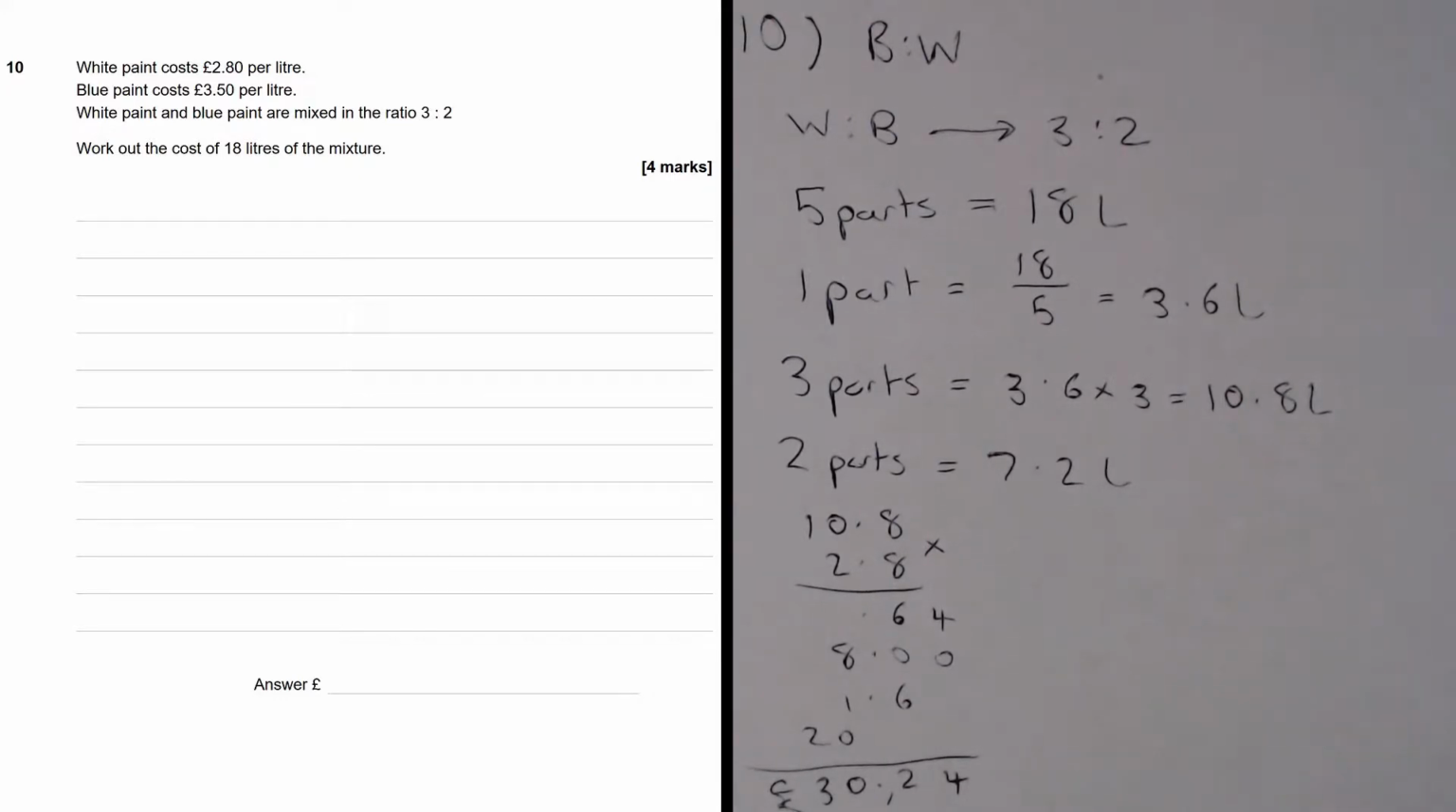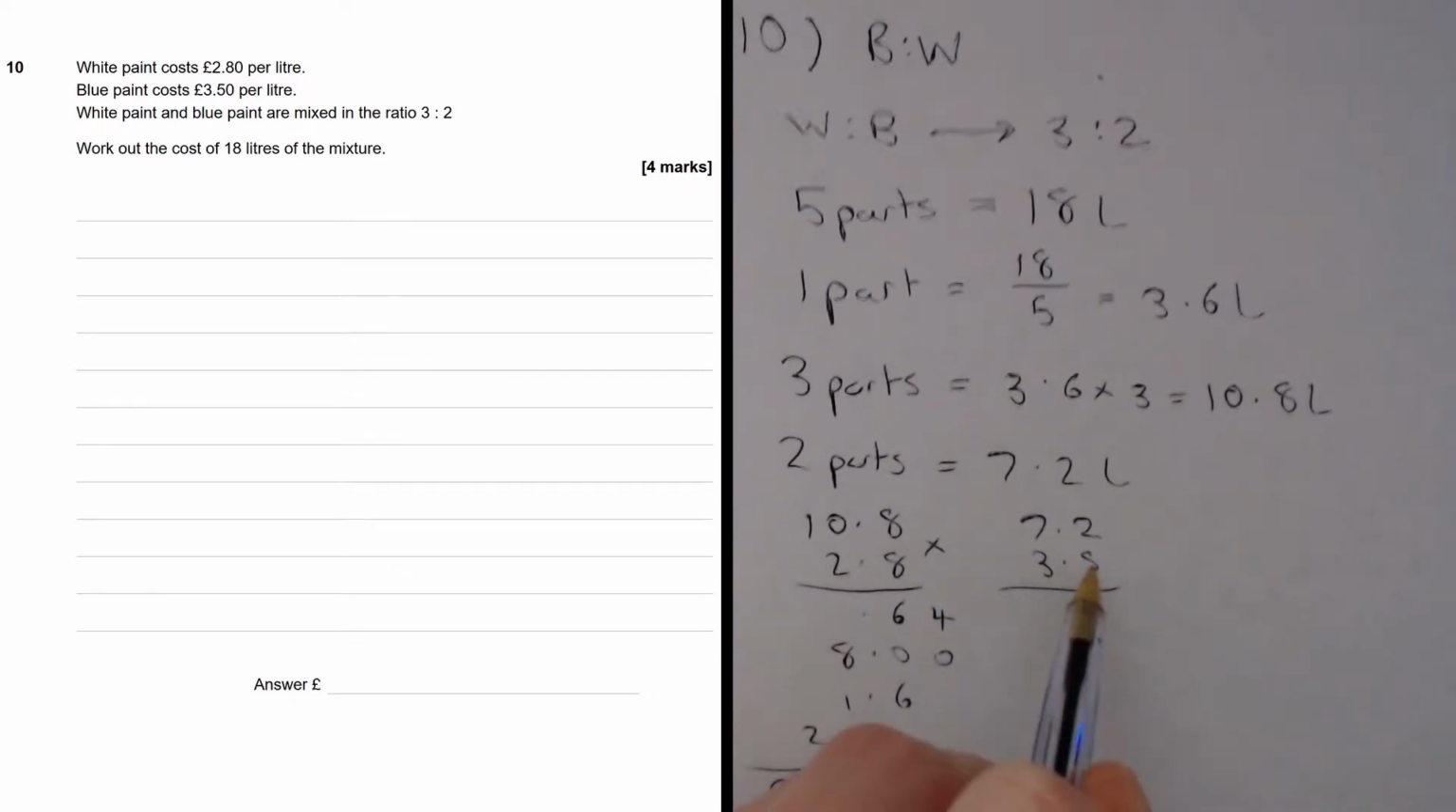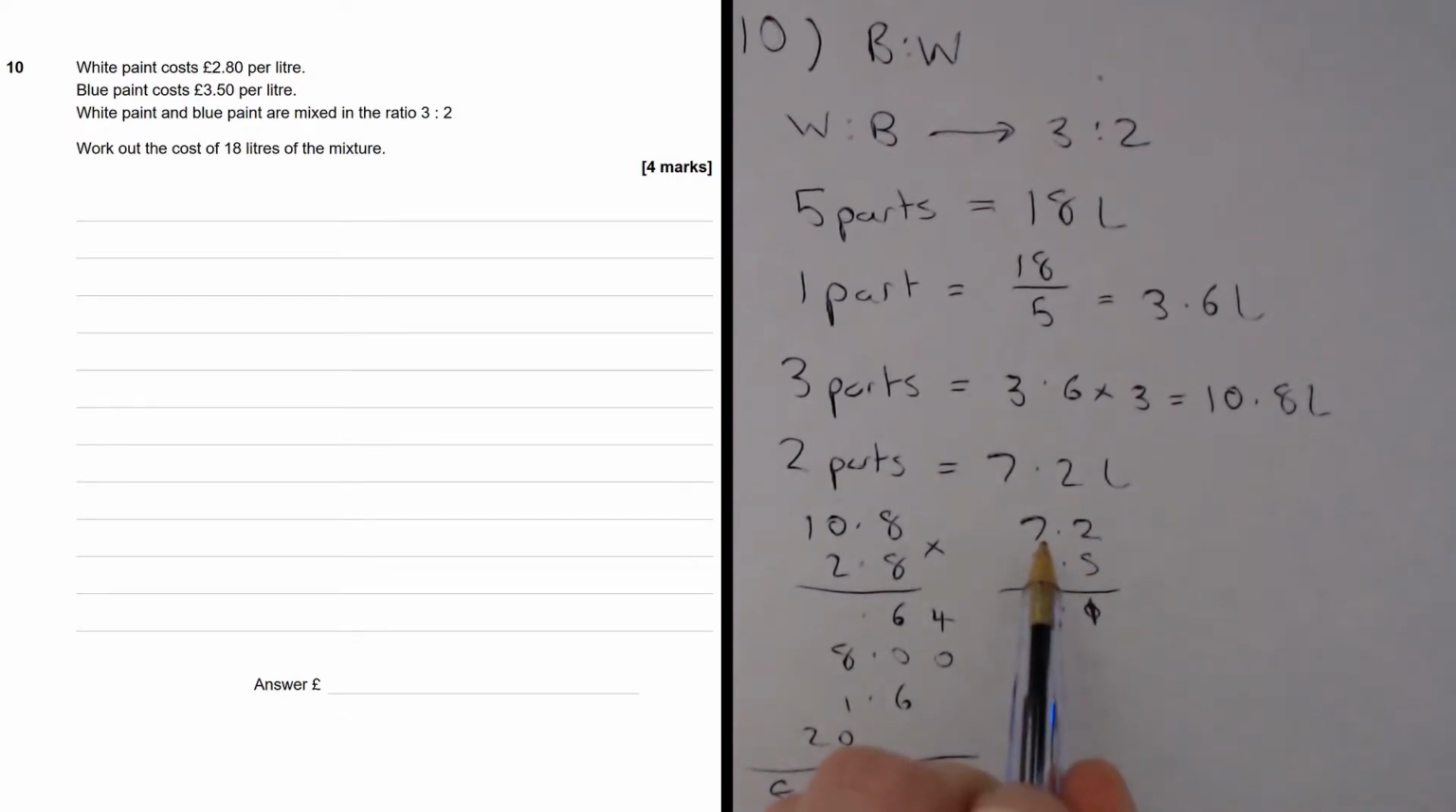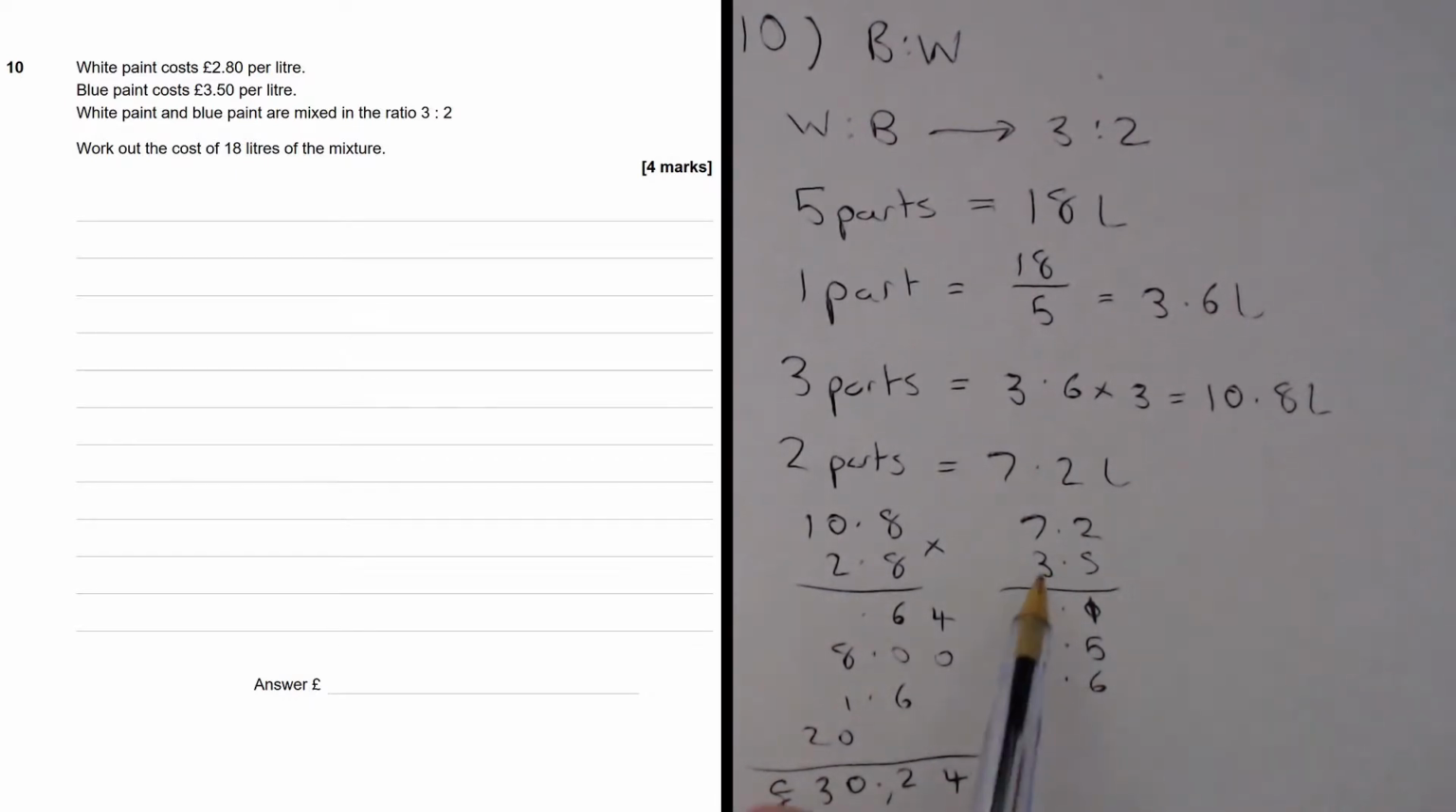We need to do the same for the blue. So we are told that blue paint costs £3.50 per litre, and we need 7.2 litres. So we're going to do 7.2 multiplied by 3.5. 0.2 times 0.5 is 0.1. 0.5 times 7 is 3.5. 3 times 0.2 is 0.6. And then 7 times 3 is 21. We can add all those up, and we're going to get 11, 12. So we're going to carry 1, 4, 5, so we get 25.2.